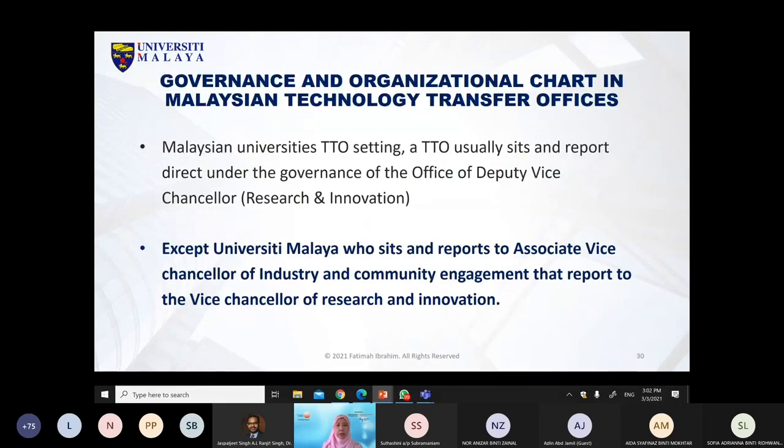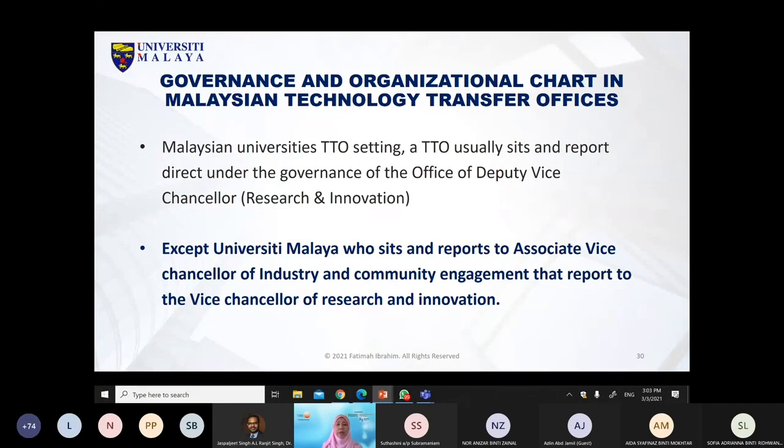When I studied the governance and organization chart of the Malaysian Technology Transfer Office for the top 5 RU universities, University Malaya, UTM, UPM, USM, and UKM, we realized that the Tech Transfer Office sits and reports directly under the Office of the Deputy Vice Chancellor of Research and Innovation. Most TTOs sit under the DVC because the DVC is the one who gives them the budget, except for University Malaya, which sits and reports under the Associate Vice Chancellor of Industrial and Community Engagement, who reports to the Vice Chancellor of Research and Innovation.